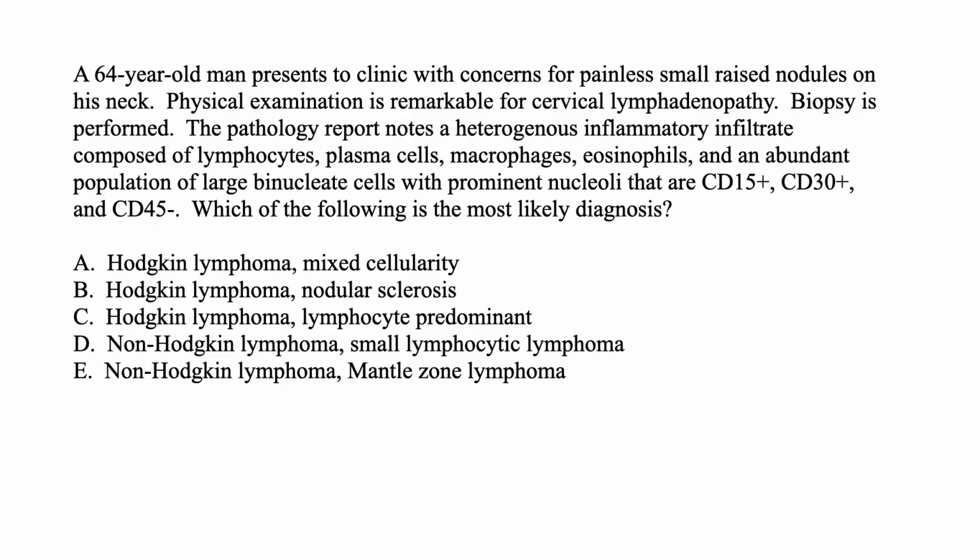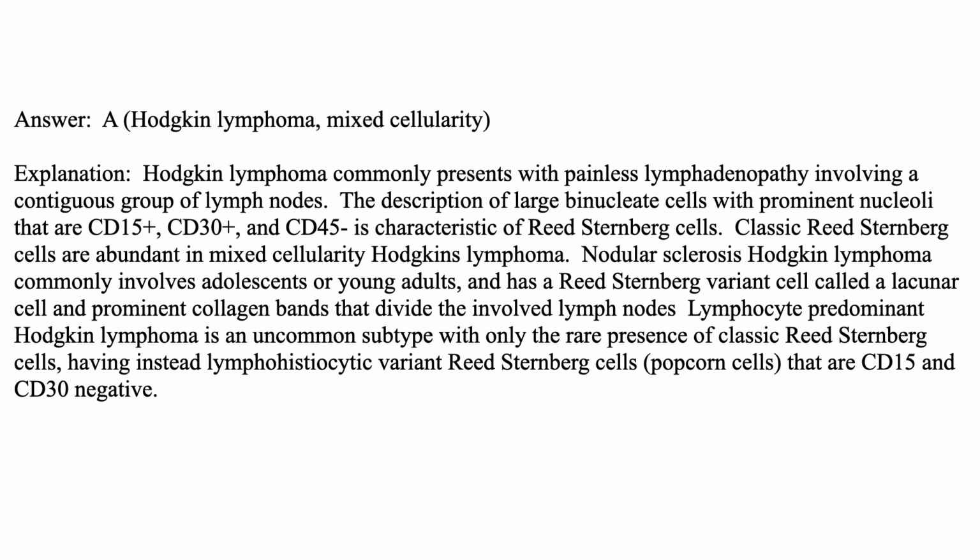So, okay, here's the question. Go through, pause, look at it, answer it, and then we'll get the answer. Okay, so if it's CD15, CD30 positive, so it's not lymphocyte predominant. There's a heterogeneous inflammatory infiltrate, lymphocytes, plasma cells, macrophages, eosinophils, which goes along with mixed cellularity. And then here is the answer they wrote at the time I wrote the question.